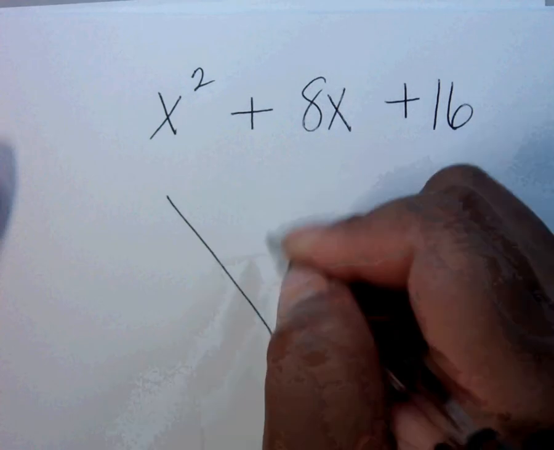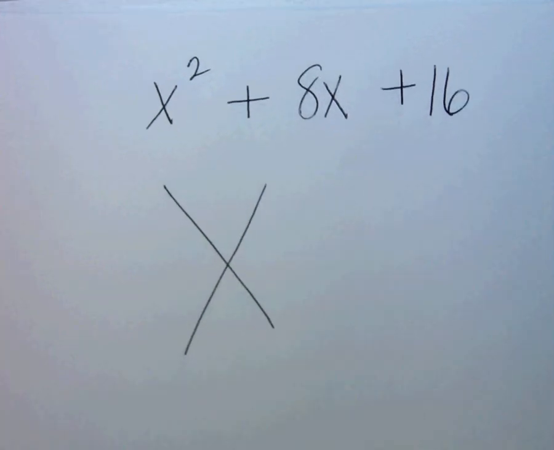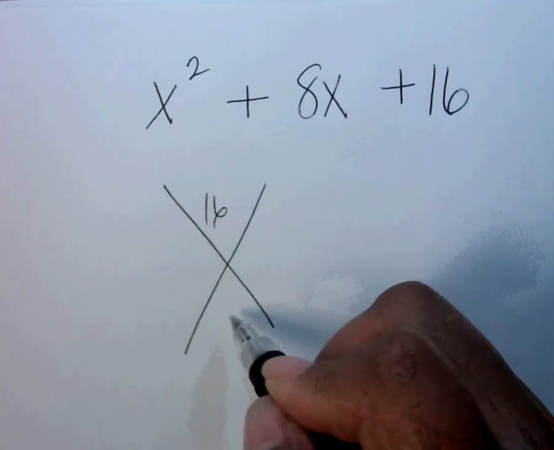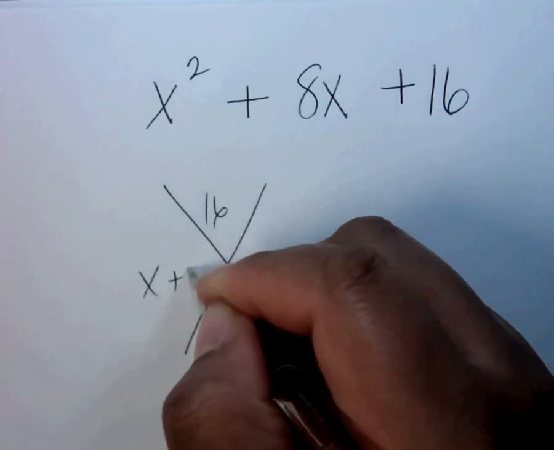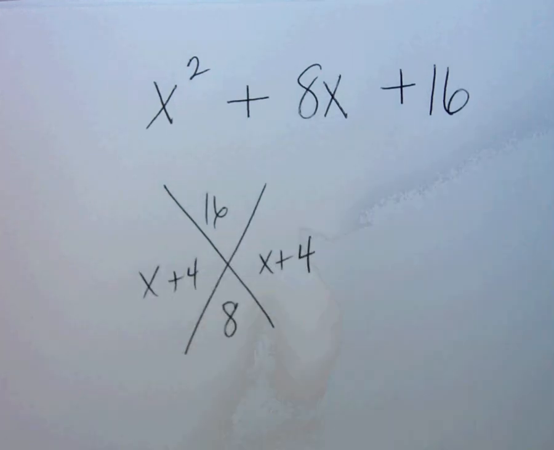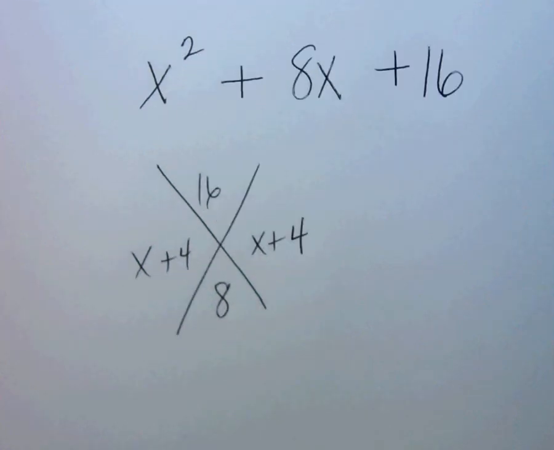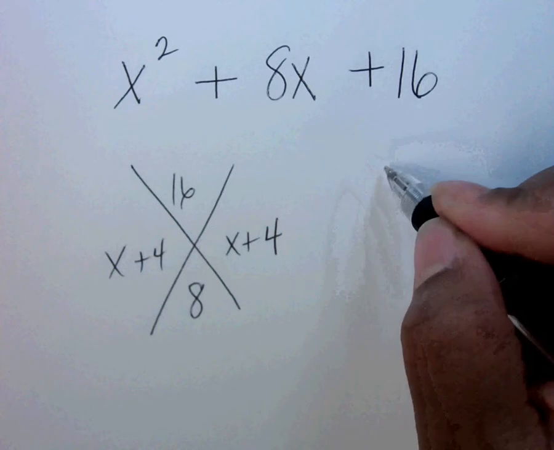So let's do the x factor. What goes at the top? 16. What goes at the bottom? 8. And what are my two numbers? 4 times 4. 4 and 4. And they're both positive. Do I need to divide by anything? Nope. No, we stop.